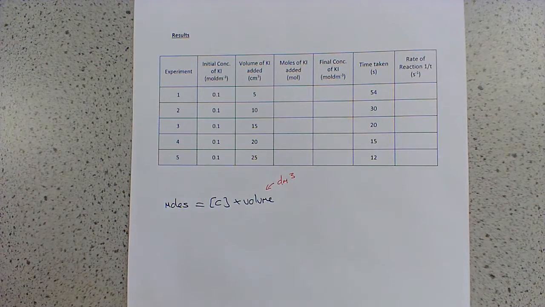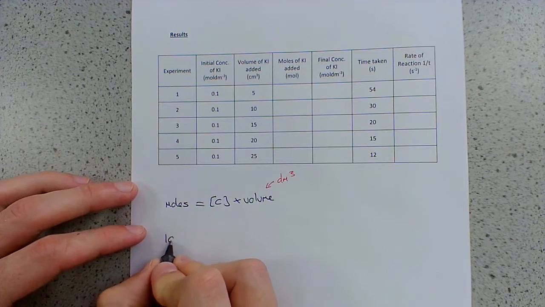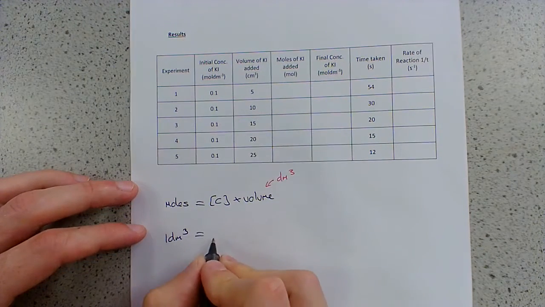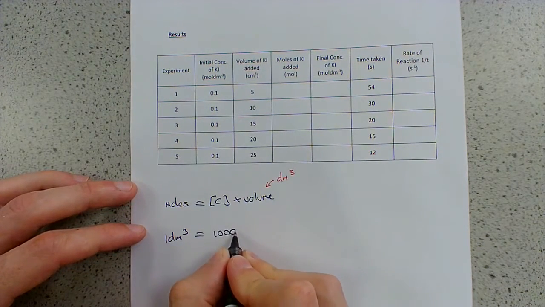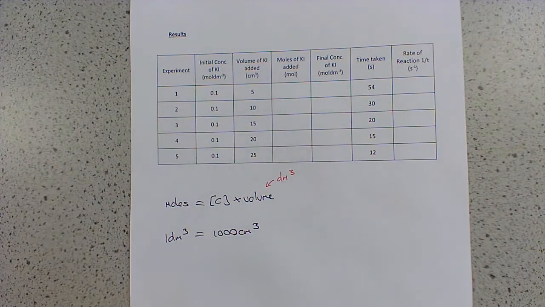Now, to convert from decimeters cubed to centimeters cubed, you simply divide by 1,000, because 1 decimeter cubed is equal to 1,000 centimeters cubed. So if you want to go from centimeters cubed to decimeters cubed, you just divide by 1,000. So for our first one, it's going to be 0.1 times 0.005.